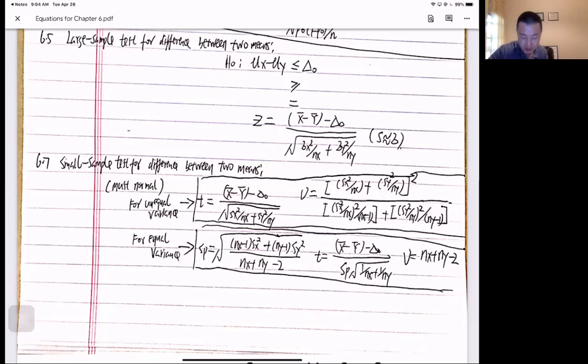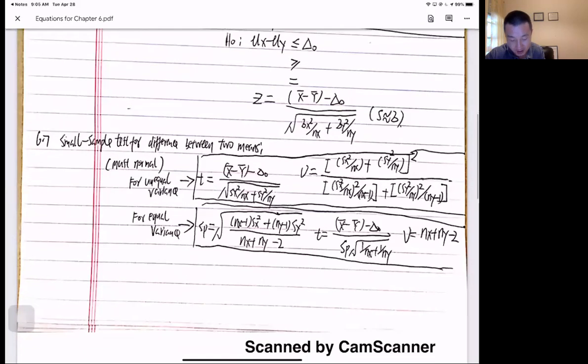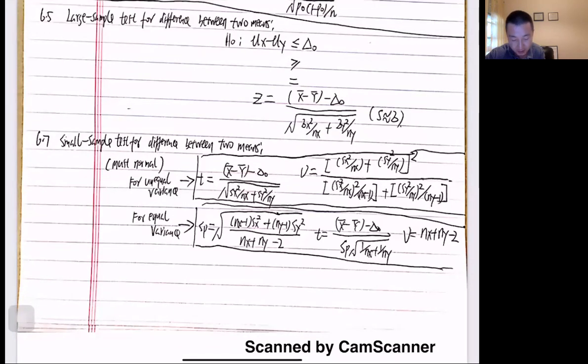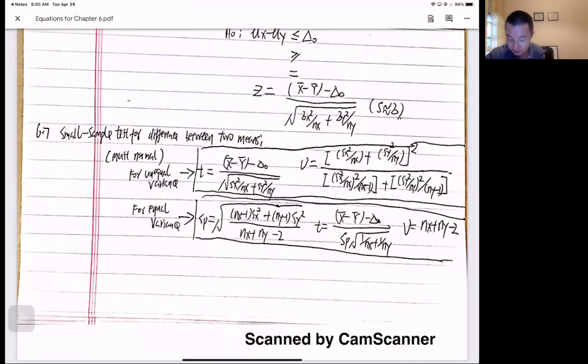And also within here, 6.7, we have two situations. One is for unequal variance, and we have equations for here. And another one is for equal variance, which is a special situation. So two sets of equations.